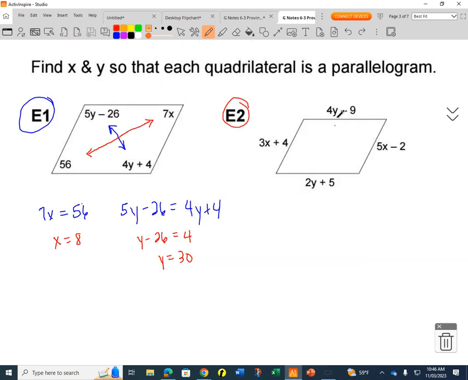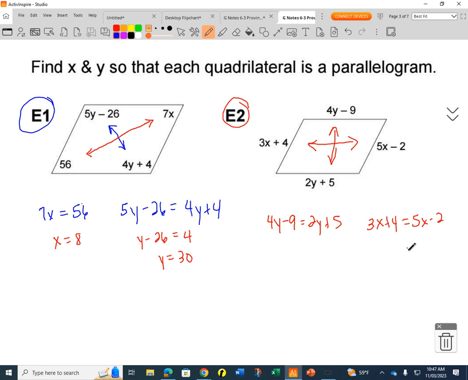So here, these are opposite sides. These are opposite sides. So I can write an equation setting these two sides equal to one another. And if I solve for y, that's the value that will actually make them the same length. So 4y minus 9 equals 2y plus 5. 3x plus 4 equals 5x minus 2. And solve for y. Solve for x.